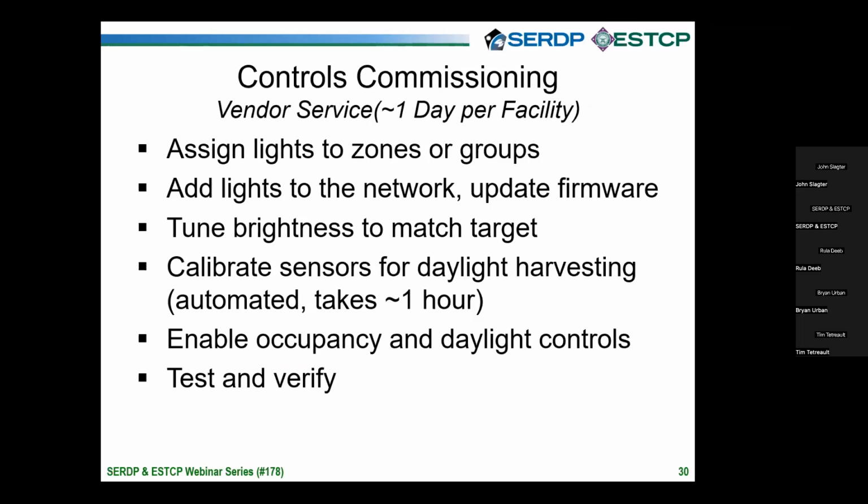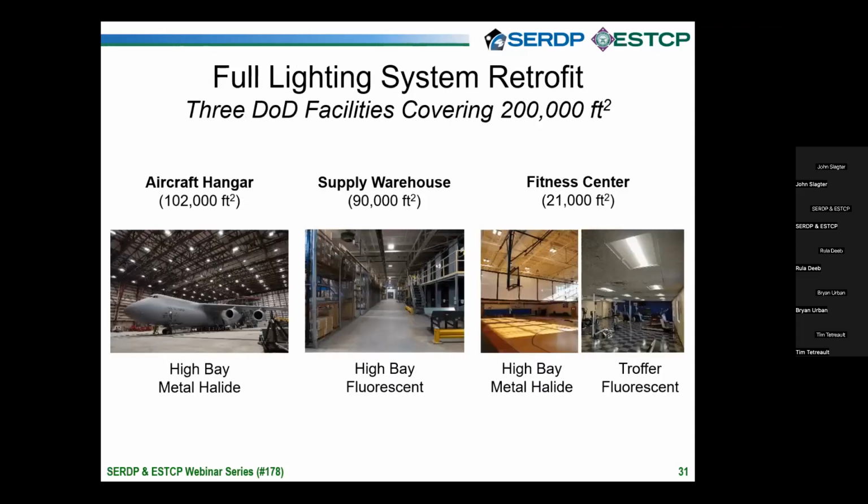And the steps typically involve creating a map file where you assign lights to different zones or groups. You add the lights to the network and update the firmware. You can tune the brightness to match a target. So you can measure the brightness when the lights are on and dial it in the settings. And then if you want, you can calibrate the sensors for daylight harvesting. This was a fully automatic process that takes about an hour. And after that, you can turn on the occupancy and daylight controls and then test that everything's working. Again, this took about a day per facility that we had, and it was very straightforward.